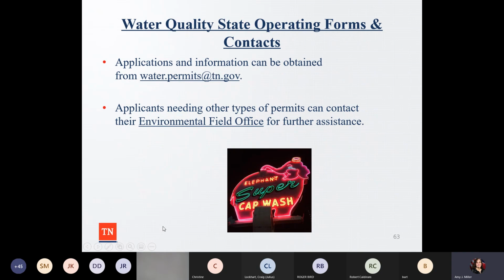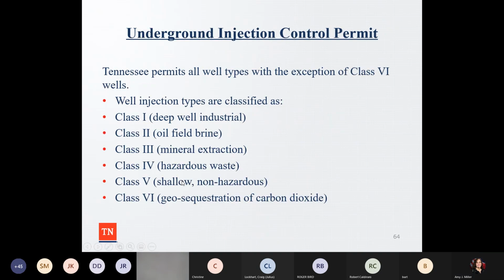So again, if you have questions, you go to water.permits@tn.gov. And if you also have additional other types of permits, contact the TDEC Environmental Field Office. So again, there's also the underground injection control point.